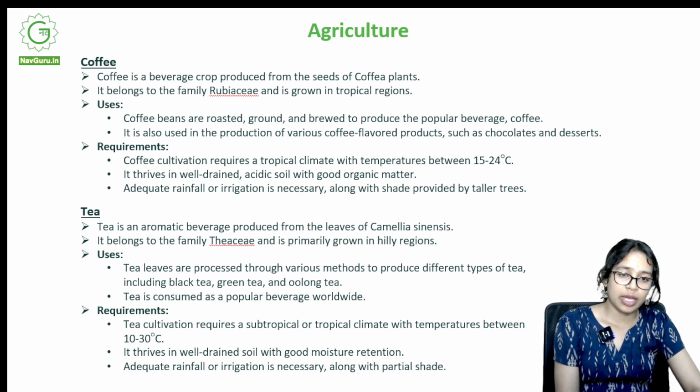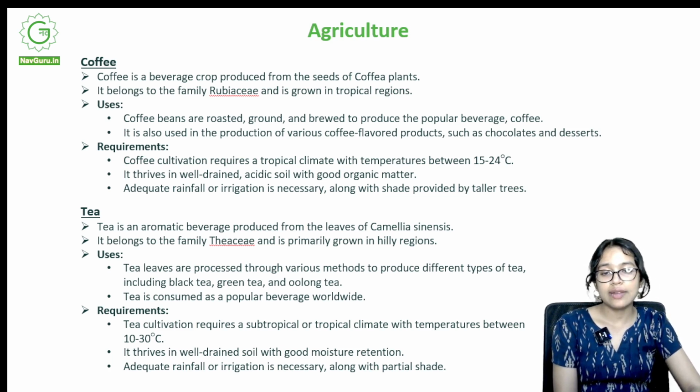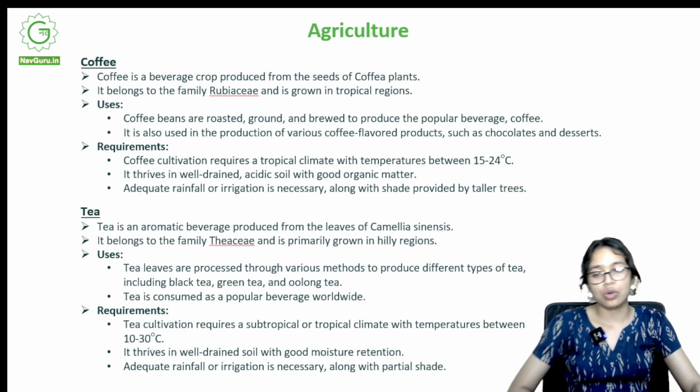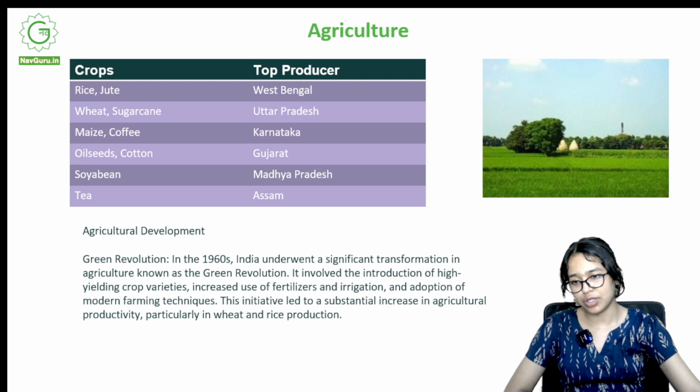Yes. Requirements: tea cultivation requires a subtropical or tropical climate with temperatures between 10 to 30 degrees Celsius. It thrives in well-drained soil with good moisture retention. Adequate rainfall or irrigation is necessary along with partial shade. So in the case of tea as well, we require partial shade.